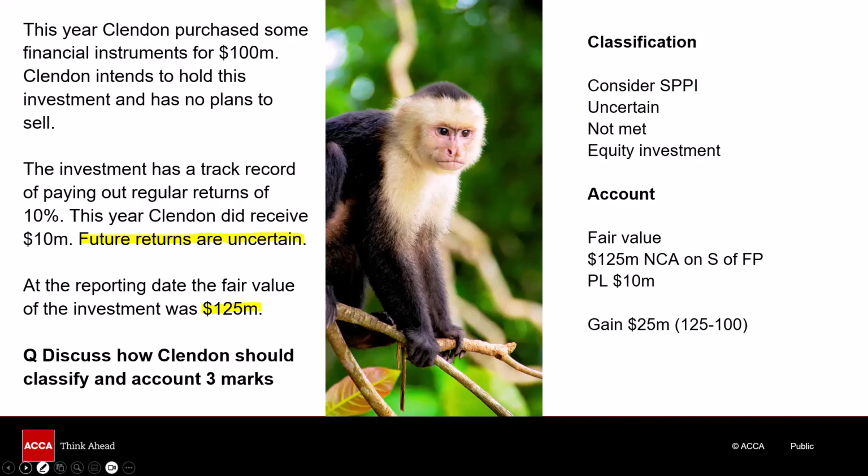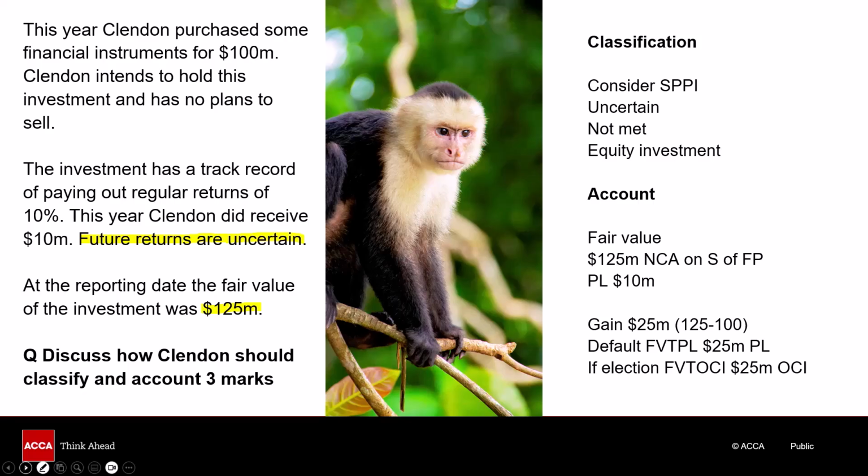And because we know that it's now worth 125, but we bought it for 100, there's a gain of 25. The default is to classify it as fair value through P&L, so that gain goes through the P&L. But if we do make an irrevocable election to have it classified as fair value through OCI, then the gain would go through other comprehensive income.